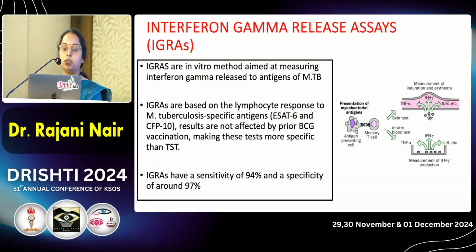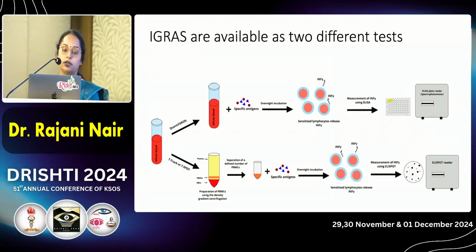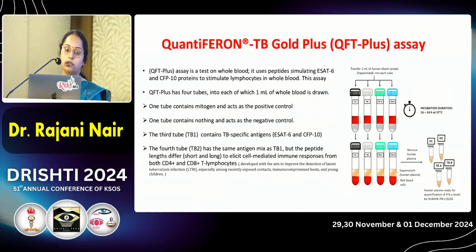Now coming to the IGRAs. What are the IGRAs? IGRAs are in vitro methods aimed at measuring interferon gamma release in response to antigens of MTB. These IGRAs are based on the lymphocyte response to two specific antigens, and the results are not affected by prior BCG vaccination, making these tests more specific than the traditional tuberculin skin tests. The IGRAs are available as two different tests, the QuantiFERON and the T-SPOT test.